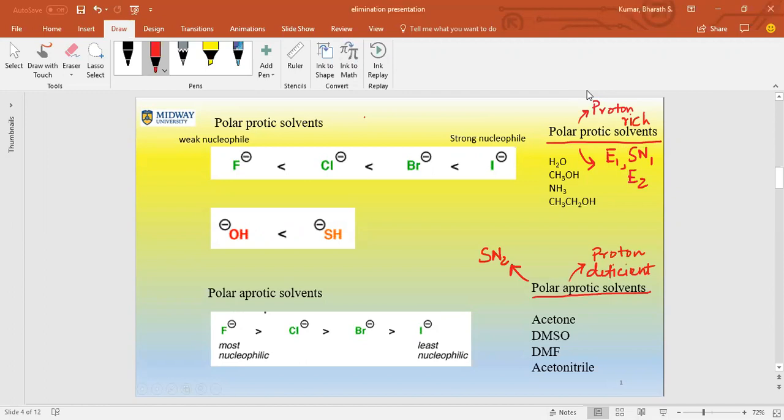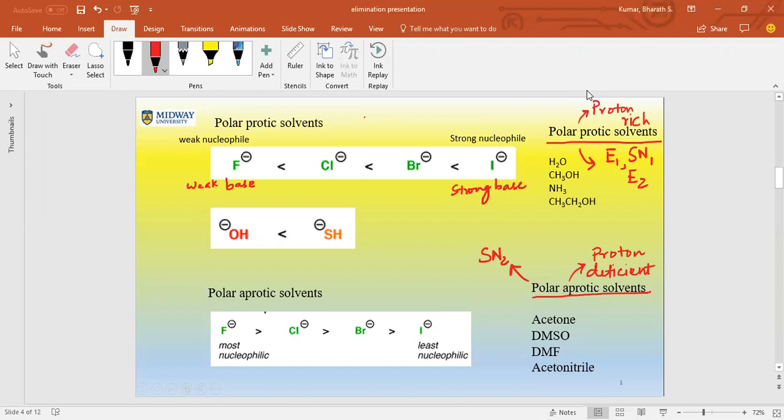So if you're using a polar protic solvent, then this is a weak nucleophile, this is a strong nucleophile, this is a weak nucleophile, this is a strong nucleophile. This is the halogens. So among the halogens, this is a weak nucleophile. That means this is a weak base. This is a strong nucleophile, so it's a strong base.